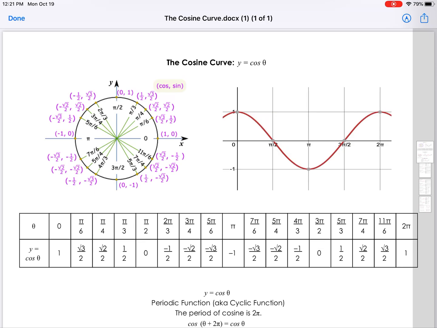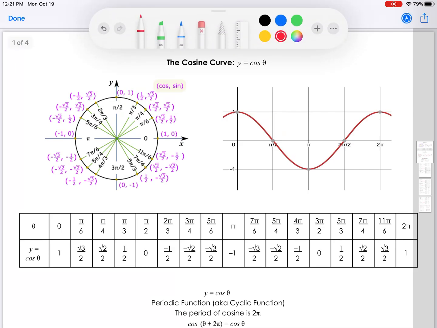The cosine curve: y equals cosine of theta, or we could say y equals cosine of x. Much like the sine curve, the points for the cosine curve come from the unit circle. Remember, when we're looking at the terminal points, cosine really is the x value. It's the first value in each of these points. So if I wanted cosine of pi over 2, it would be 0.